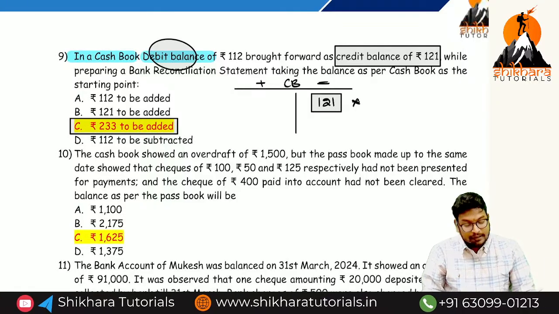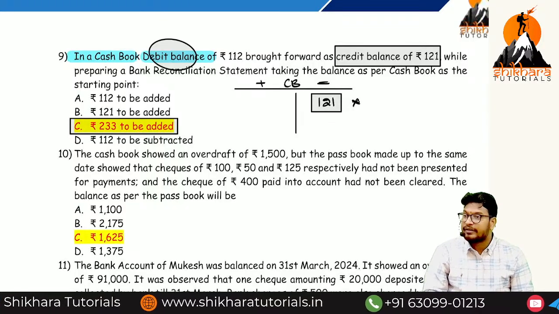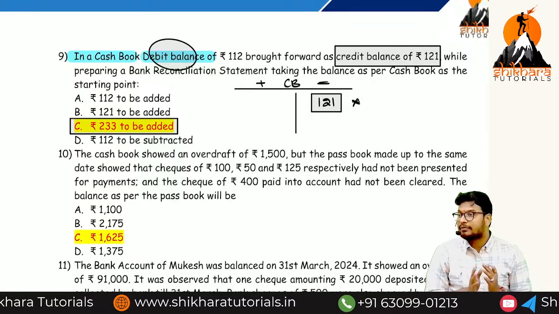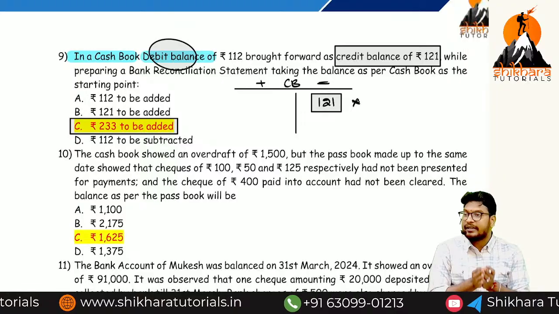This is wrong. Now imagine we are preparing the adjusted cash book. So in the adjusted cash book, how do we have to do it, ma? We have to rectify our mistakes, not the passbook mistakes. In the adjusted cash book we have to rectify our mistake.